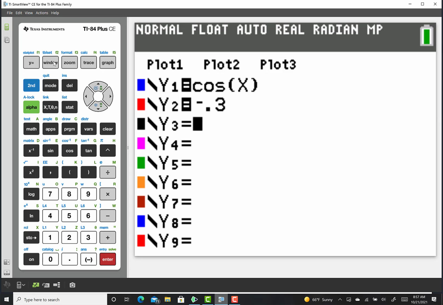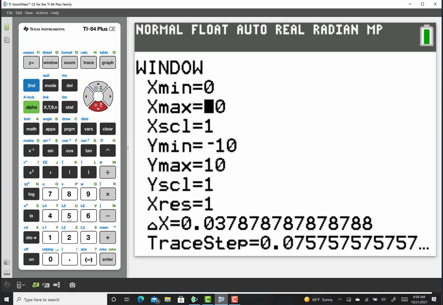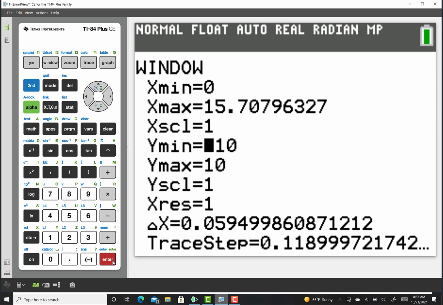I'm going to click on window. X min, I want the first 5 positive, so I'm going to go 0. And X max, I'm going to put, let's see, 2, 4, 5 pi. Y min, well, I don't have to go all the way to negative 10. I'm just going to go negative 1. And then Y max, 0. And I don't really care about the Y scale.